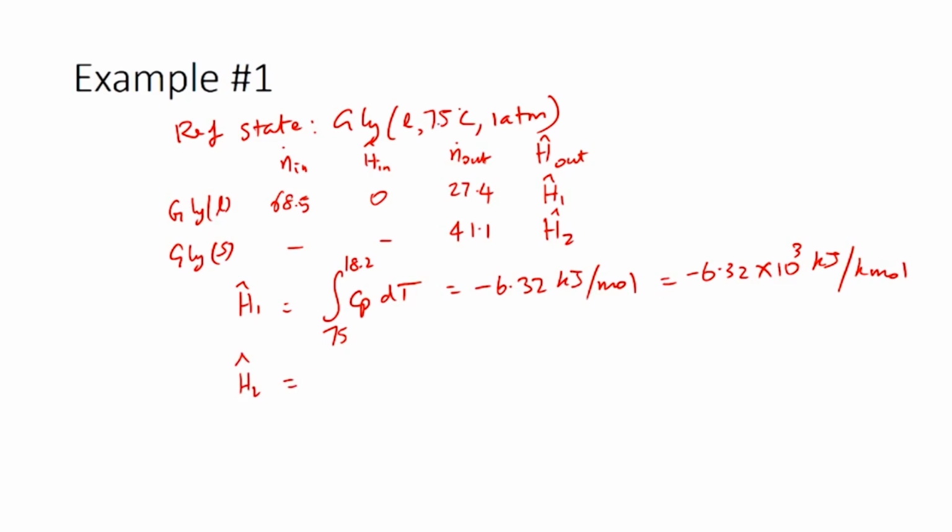The process is liquid glycerol at 75 degrees Celsius and 1 atmosphere forming solid glycerol at 18.2 degrees Celsius and 1 atmosphere. So, this would involve first the cooling of the liquid from 75 degrees Celsius to 18.2 degrees Celsius, and then the solidification of the liquid glycerol at 18.2 degrees Celsius to form the solid glycerol. So, the first step is cooling, which is the integral from 75 to 18.2 of Cp dT. So, here only delta T happens, no phase change or no change in pressure.